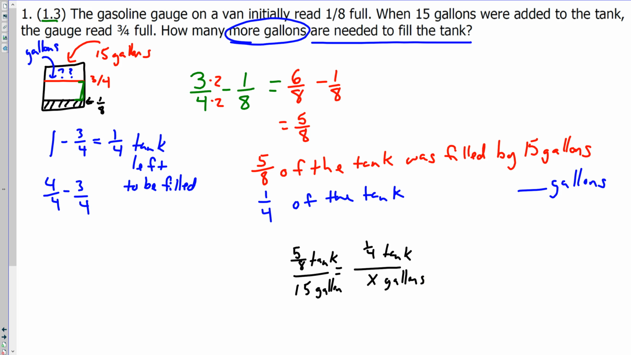So like any proportion, you can cross multiply. So 5/8 times x and 15 times 1/4.